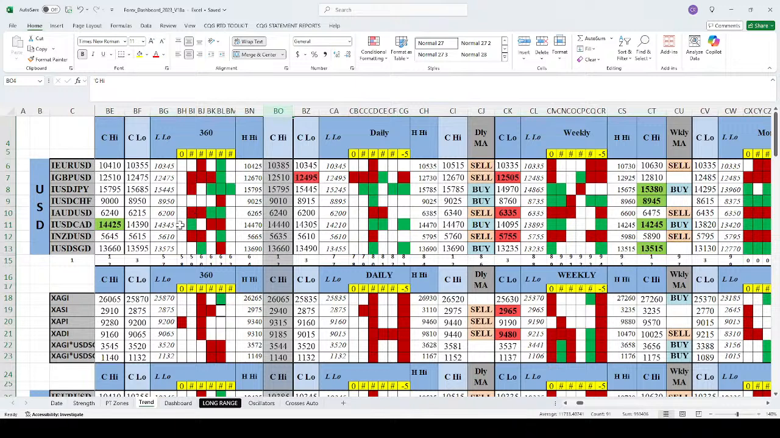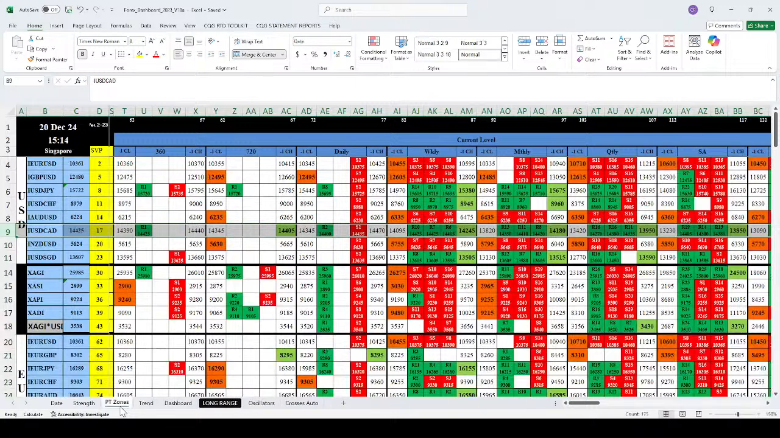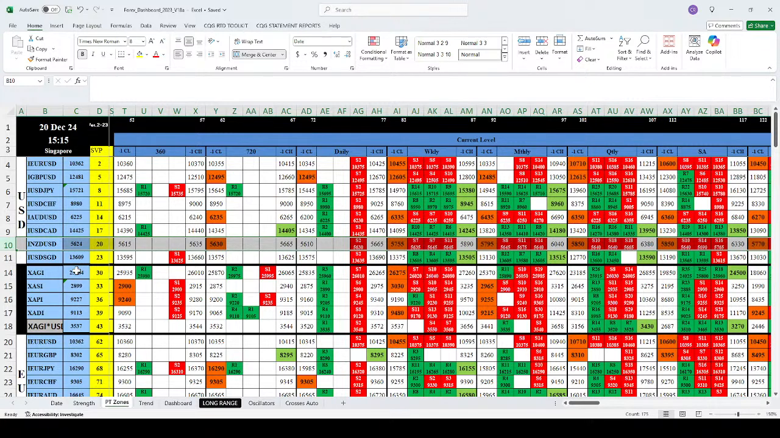So as of now, we can go on both sides of this market. That means buy and sell. Okay, but let's wait for further clues. So your 360 PT zones, no signals, 720 no signals, and daily we are seeing weakness. Weekly, monthly is as expected. It should be sell and hold.